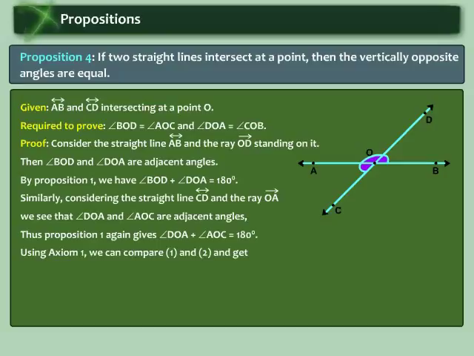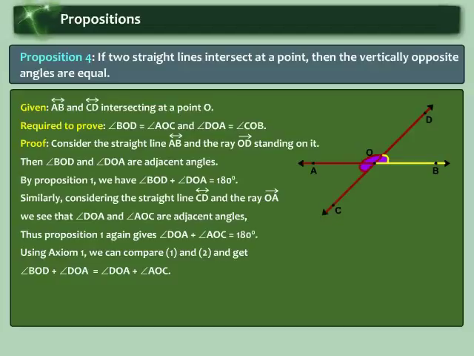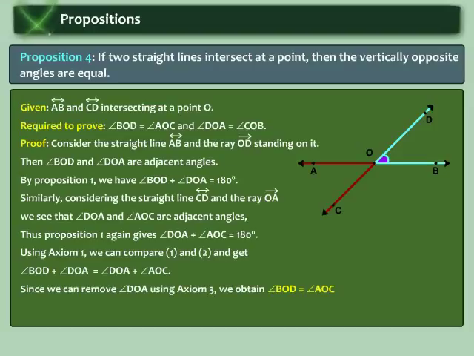Using axiom 1, we can compare 1 and 2 and get angle BOD plus angle DOA is equal to angle DOA plus angle AOC. Since we can remove angle DOA using axiom 3, we obtain angle BOD is equal to angle AOC. A similar argument gives angle DOA is equal to angle COB.